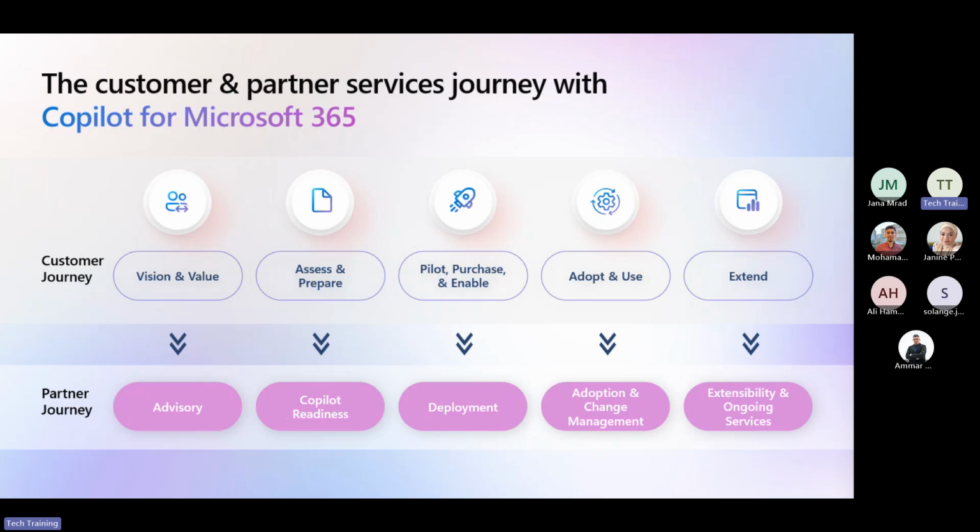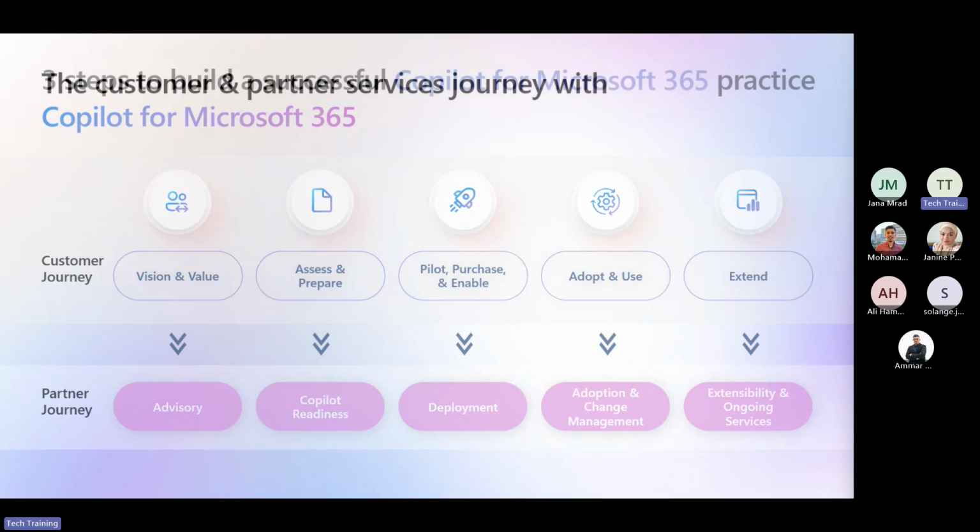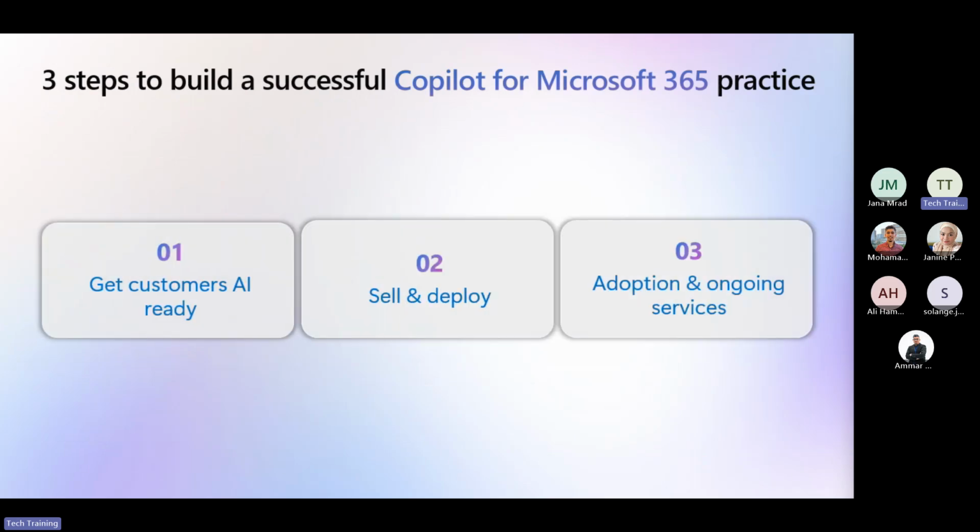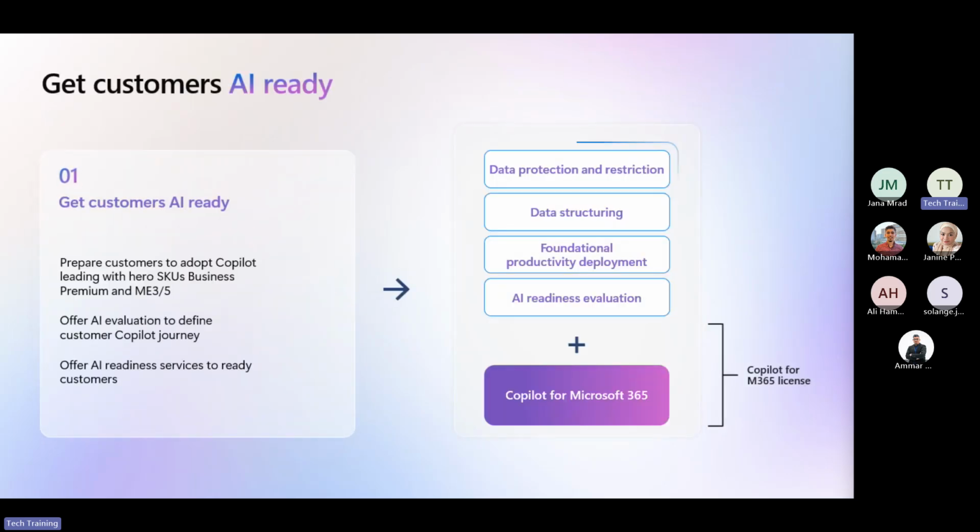After we have installed the Copilot and done the previous steps, we have what is called the extensions of the Copilot, which make the Copilot more powerful by using the Graph and by using the extensions, which enlarge the powers of this Copilot within our environment, even beyond the powers it already has in the default installation of the application. So the steps to build a successful Copilot practice are: make sure that the customer is AI ready, sell and deploy, adoption and ongoing services. That's what I have spoken about.